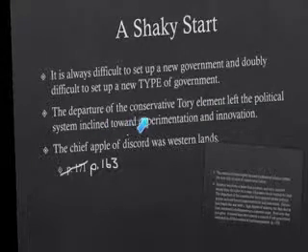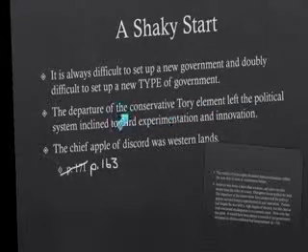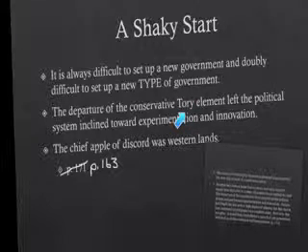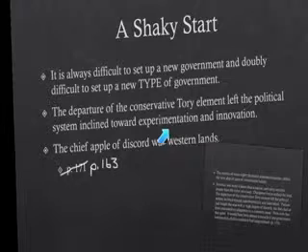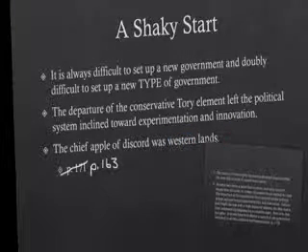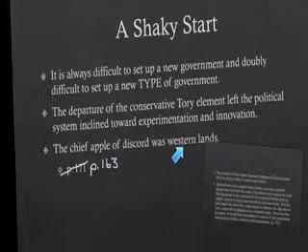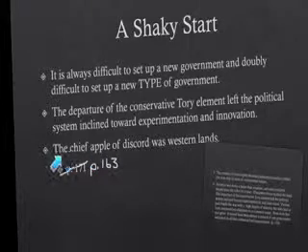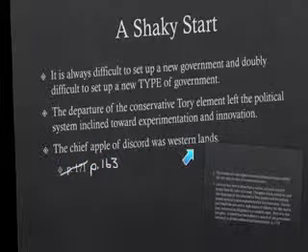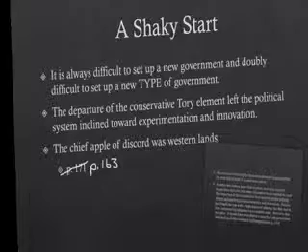And the departure of this conservative element, conservative Tory element, those that were wealthy and loyal to the throne, had departed. And this left a political system inclined towards experimentation and innovation, both a good thing and a difficult thing. And then the western lands were a big question mark. The chief apple of discord was western lands. All of those can be found on page 163.